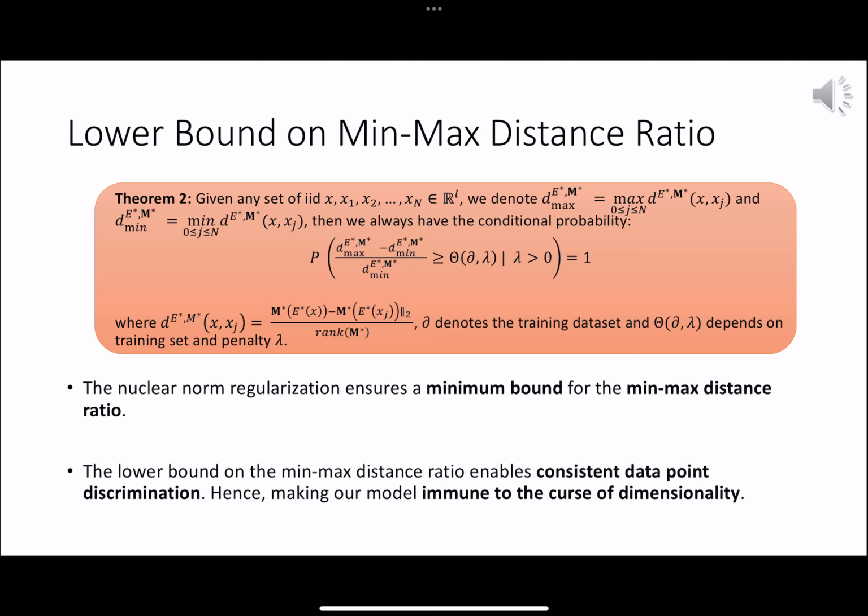Even though latent spaces are low-dimensional, spaces of order 2048 and above are often affected by this curse. We demonstrate that our model overcomes the curse of dimensionality. The inclusion of a low-rank regularizer ensures that the min-max distance ratio in the latent space is always lower bounded by a real positive constant. This constant is dependent on the penalty parameter lambda and the training data. This aspect allows the latent vectors more room to be effectively distinguished and accurately classified, even in scenarios with limited data.